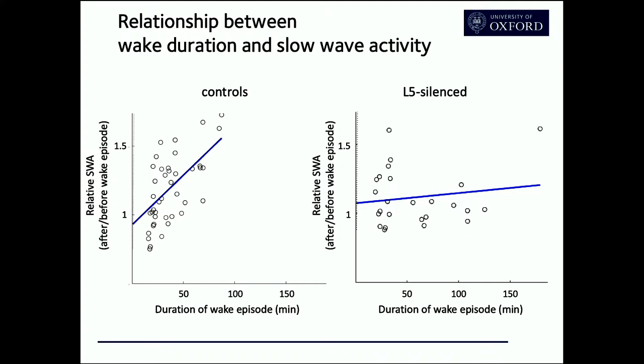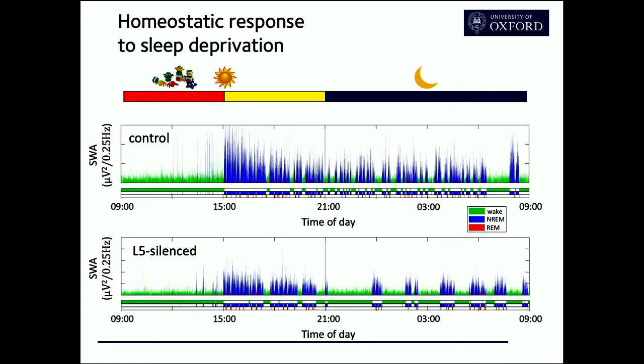So in order to perform an intervention, we now sleep deprive the animals for the first 6 hours of the light period, providing them with novel objects. And here you see the same color coding again for one individual control and one individual layer five silenced animal. And in the control, you see this well-described increase in slow wave activity and then the exponential decline to baseline. And the second effect is that we see quite a lot of rebound sleep during the dark period. Whereas in the layer five silenced animal, we see that this increase in slow wave activity is diminished.